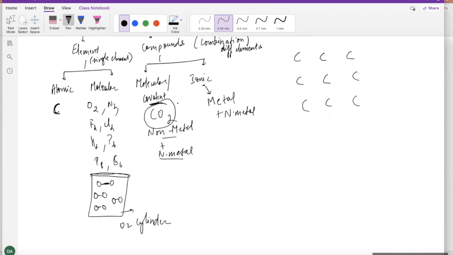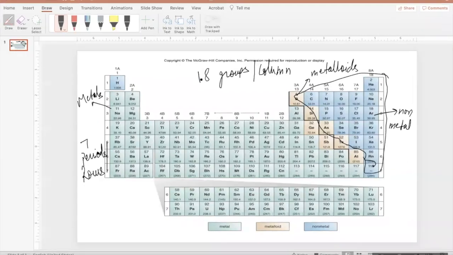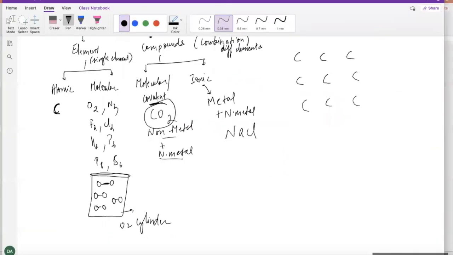Okay. Now, if you have a metal and non-metal, let me give you an example of NaCl. So Na is sitting right here. This is sodium. Sodium is a metal. And then you have Cl, chlorine, non-metal. So if you take a metal and a non-metal and you combine them, you make ionic compounds. Okay, so sodium chloride or MgCl2, magnesium chloride, or calcium oxide, calcium metal, oxygen non-metal, magnesium metal, chlorine non-metal. When you have them, those are ionic compounds.